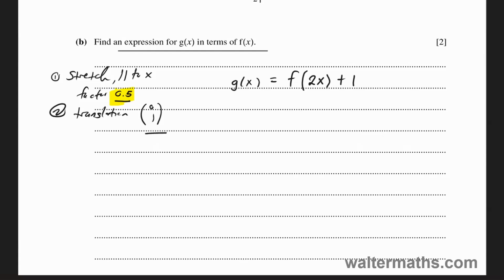All right, so this is how it is. This is the function notation for g of x in terms of f. That's how we would express it. Now, how did I get this 2?